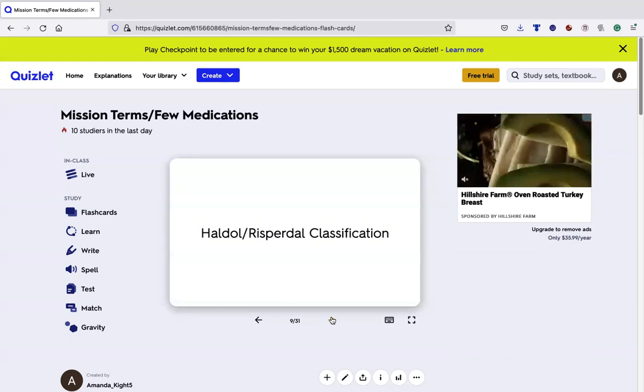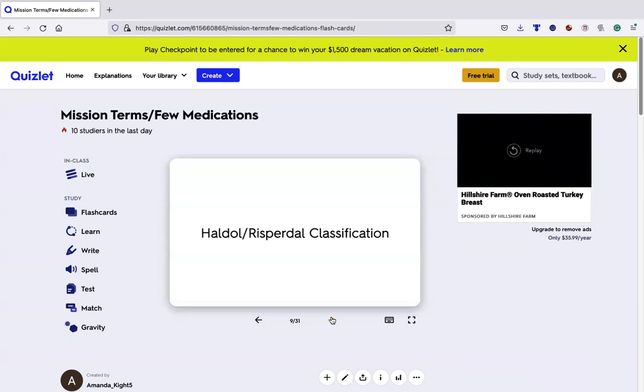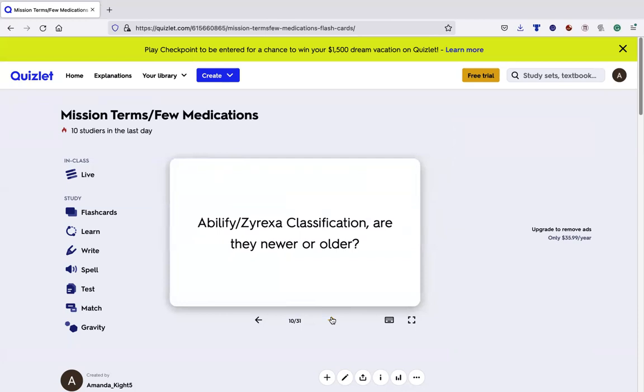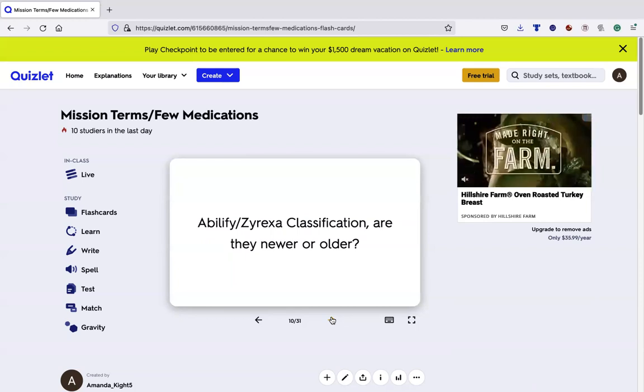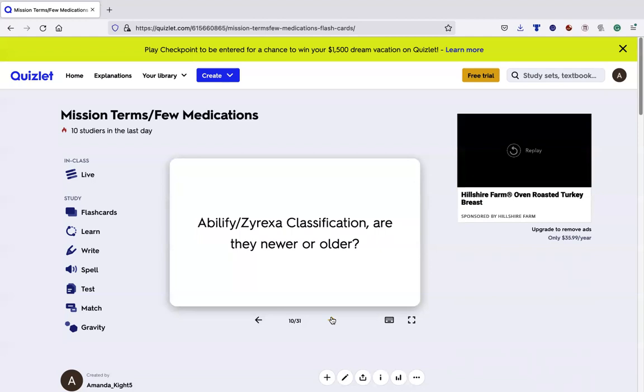So Haldol as well as risperidol, these are both classifications of antipsychotics. All right. Abilify and Zyprexa are also classified as antipsychotics. And then I ask, are they newer or older? Now, is that 100% important? Not 100%, but the reason I'm throwing this out there, I like to do side notes, is because Abilify and Zyprexa are classified as antipsychotics and they are newer. And why do we come up with newer medications usually? It usually has to do with the fact that the older medications do have side effects.